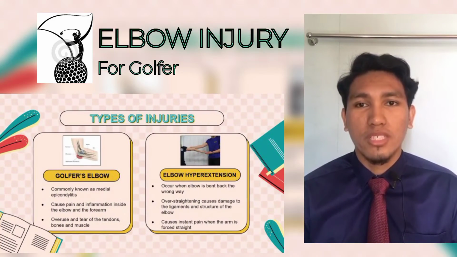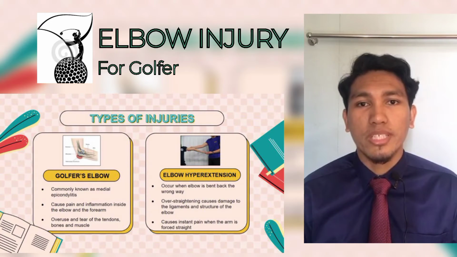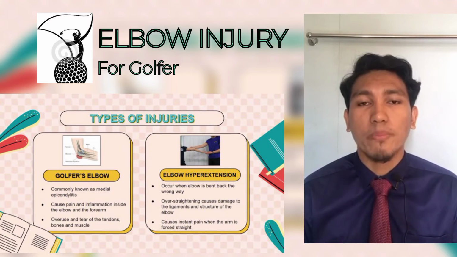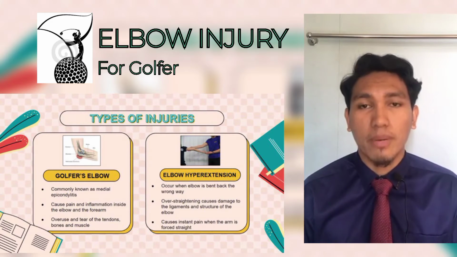For the types of injuries of Woods, he experienced two types of injury. The first is golfer's elbow, commonly known as medial epicondylitis. So where exactly can the pain be felt? Golfer's elbow causes pain and inflammation inside of the elbow and also the forearm. This happens due to overuse and tearing of the tendons, bones and muscles.